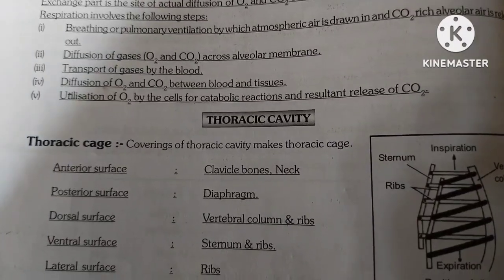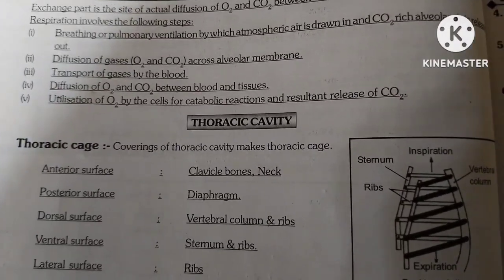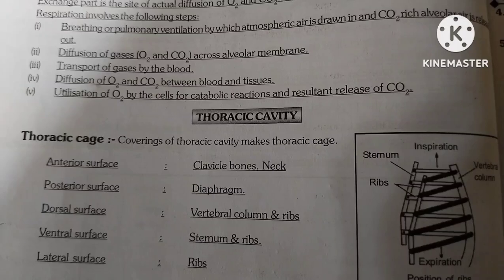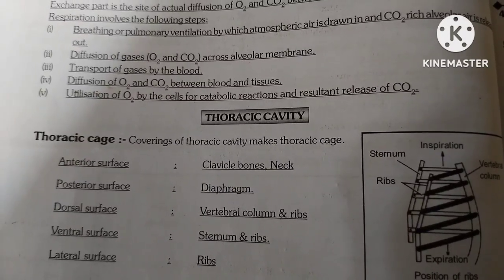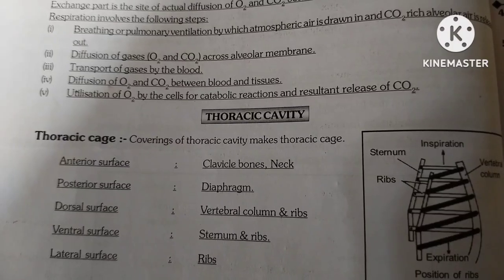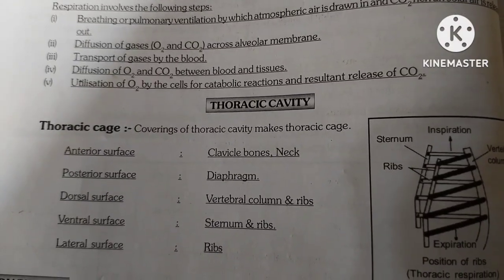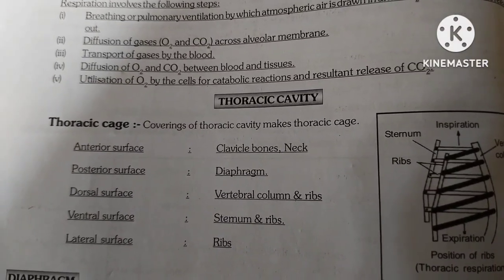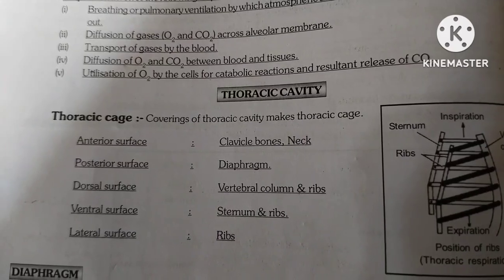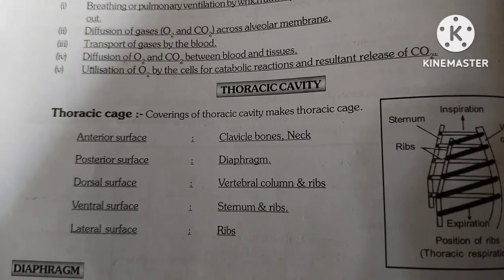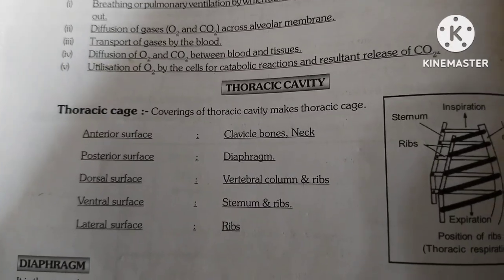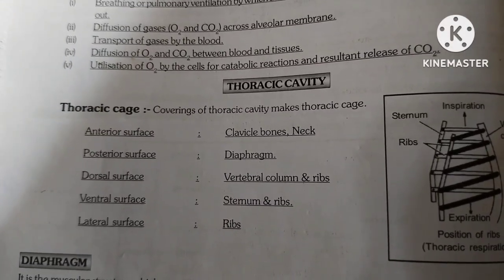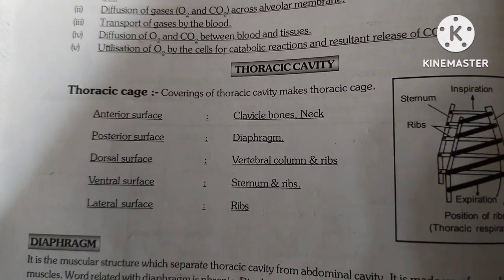Respiration involves the following steps: breathing or pulmonary ventilation, by which atmospheric air is drawn in and CO2-rich alveolar air is released out. Diffusion of gases O2 and CO2 across the alveolar membrane. Transport of gases by the blood. Diffusion of O2 and CO2 between blood and tissue. Utilization of O2 by the cells for catabolic reaction and resultant release of CO2.